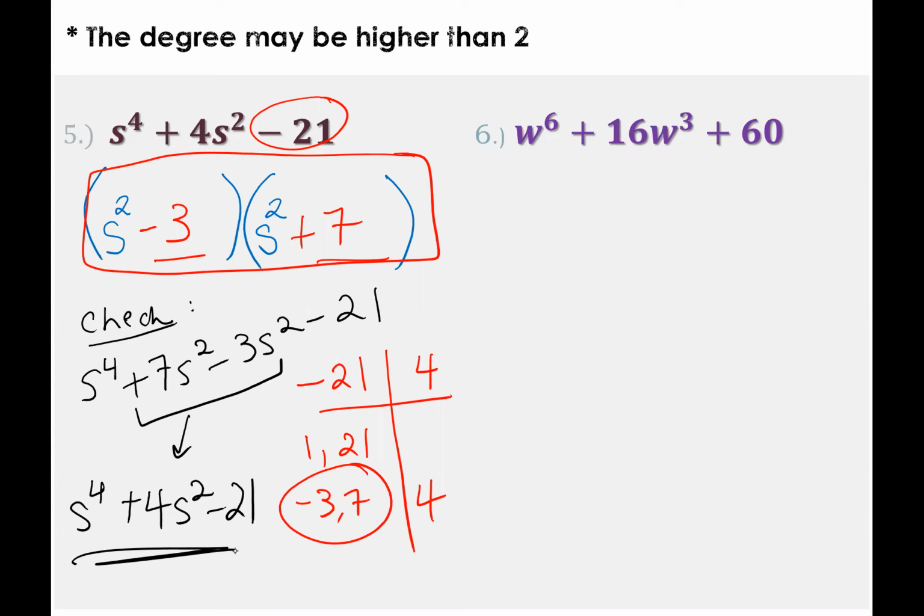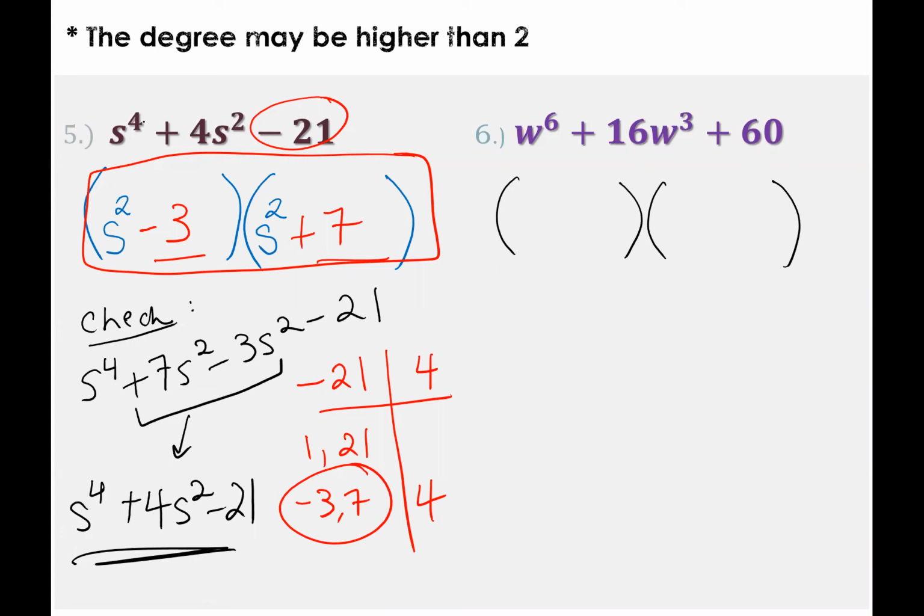Okay, good. One more to go. Hang in there. All right. So similar problem, trinomial. This one has a higher degree and it's 6. There's no GCF here. So it's w to the 6th plus 16w to the 3rd plus 60.